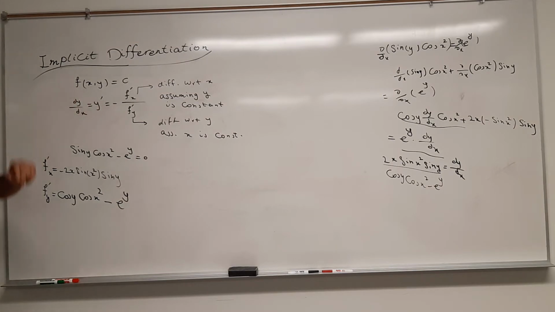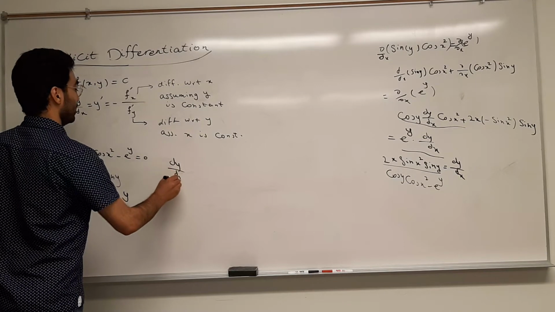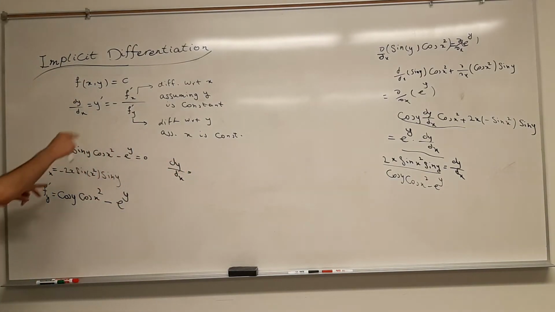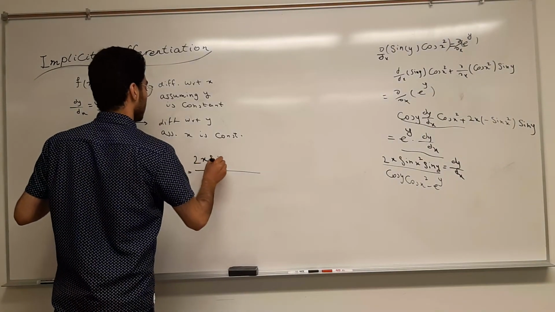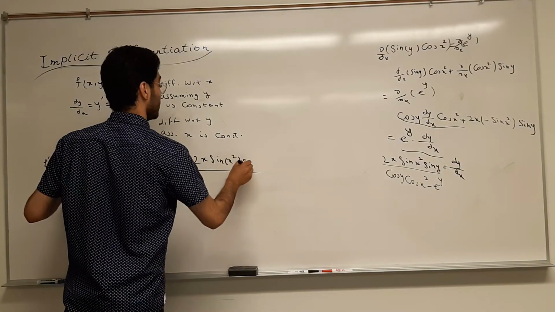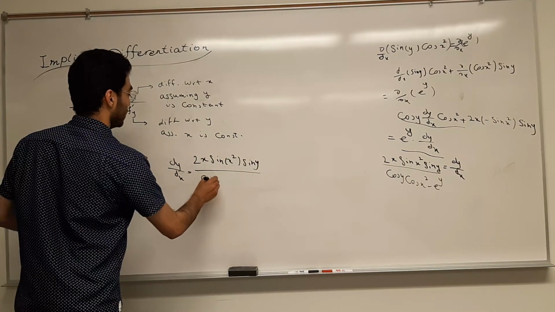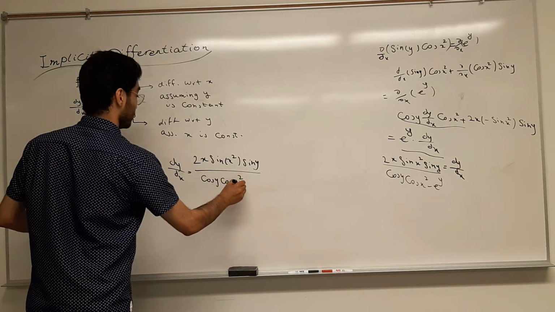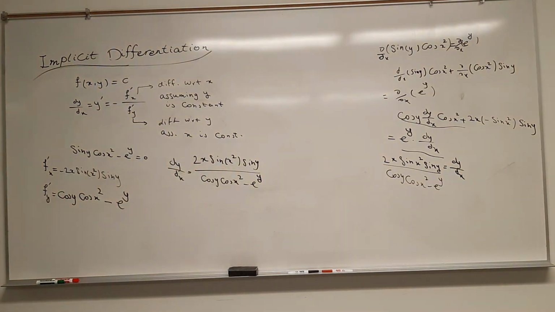And then we just substitute into this formula for dy/dx or y prime, and I apply this negative to this negative here, so they cancel. We get positive 2x sine x squared sine y over cos y cos x squared minus e to the y. Magic, we got the same answer.